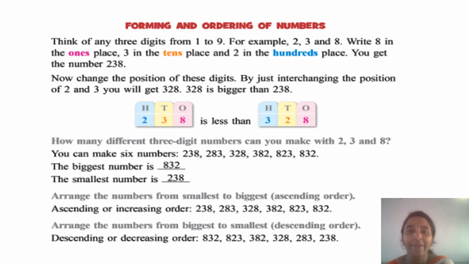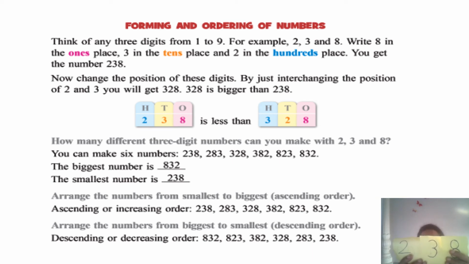Our next topic is forming and ordering of numbers. You all know any number which we write will come from 0 to 9 only. For example, we are taking three numbers from 1 to 9. We are taking 2, 3 and 8. Now, what we will do, we will keep 8 in the 1's position, 3 in the 10's position and 2 in the 100's position. What number are we getting?